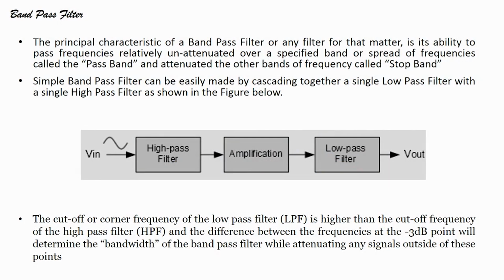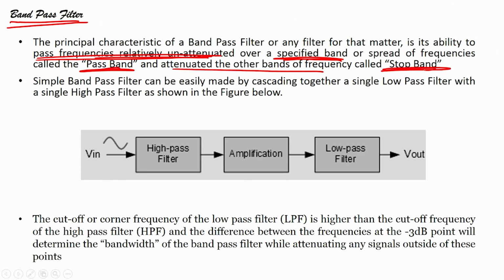If you come back to the screen, what you see here is a band pass filter. The principal characteristic of a band pass filter, or any filter for that matter, is its ability to pass frequencies relatively unattenuated over a specific band, or spread of frequencies, called the pass band, and attenuate the other band of frequencies, called the stop band. We have seen this: when you design a filter, a certain band of frequencies is allowed to pass, called the pass band frequencies, and certain frequencies that we do not want are attenuated, called the stop band frequencies. Very simple.